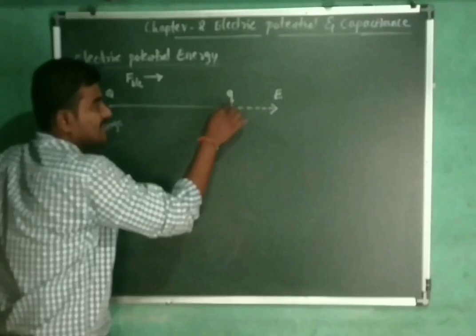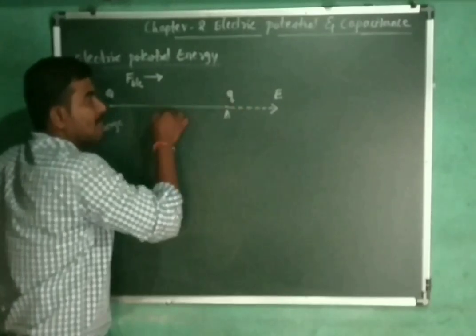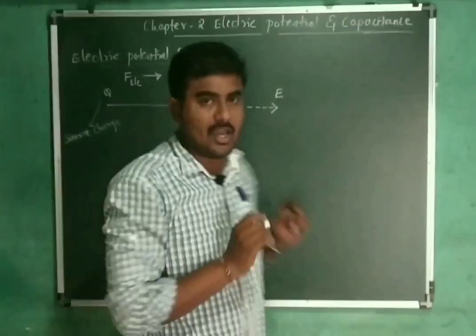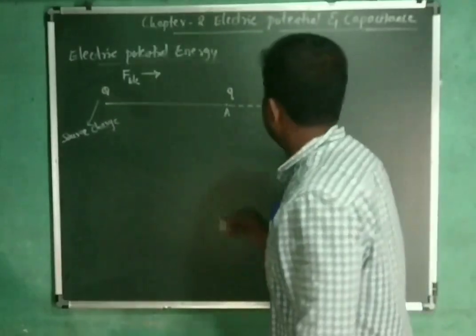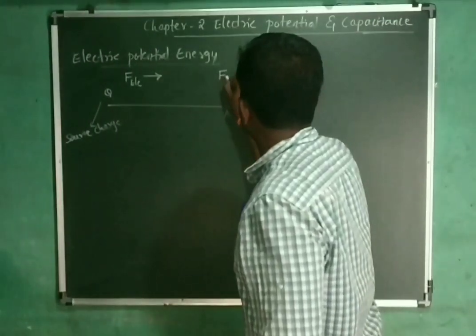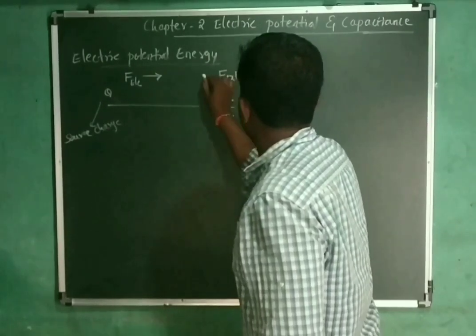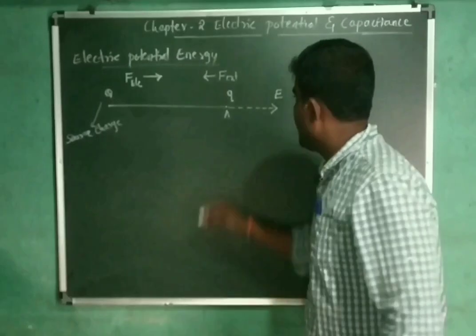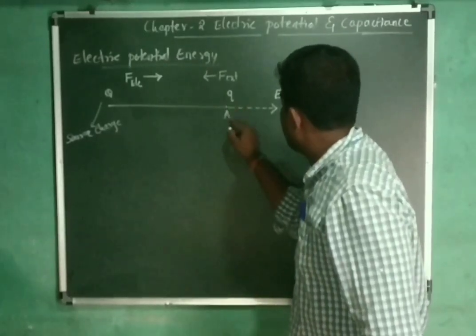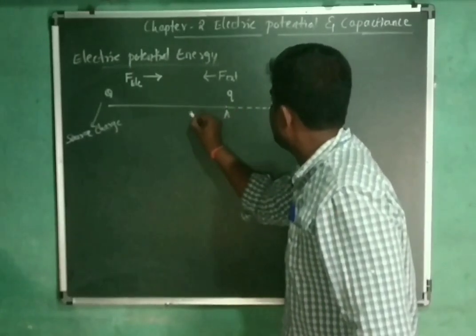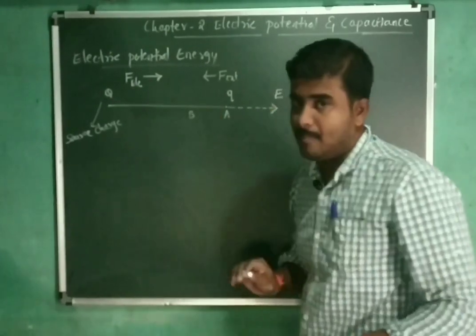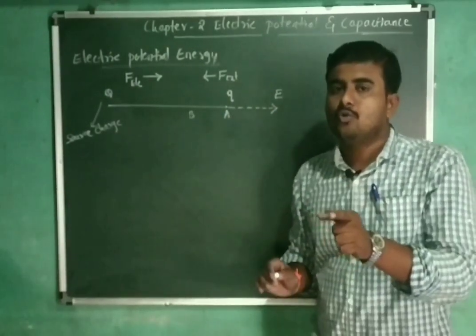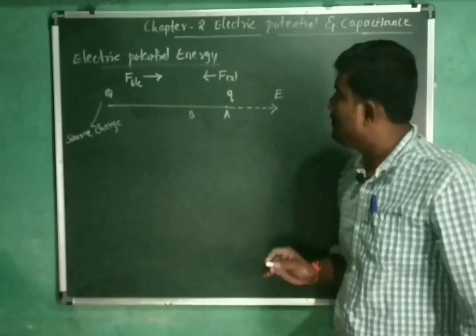force on this test charge in order to displace it against the electric field created by the source charge. My external force has to be in this direction. This is F external, the external force, and this is its direction. I will carry this charge from location A to location B with a constant velocity, or with zero acceleration.